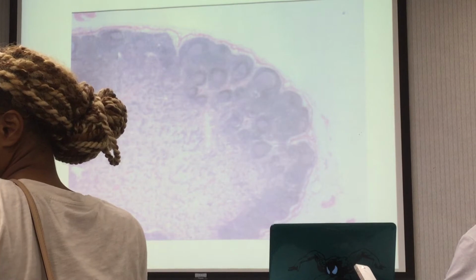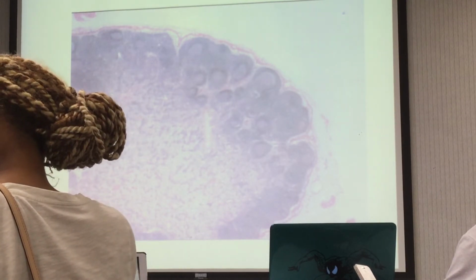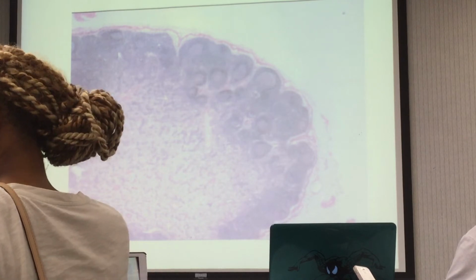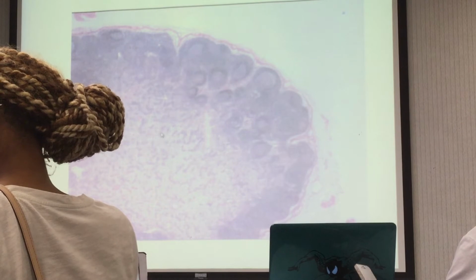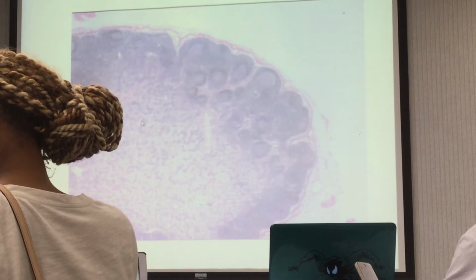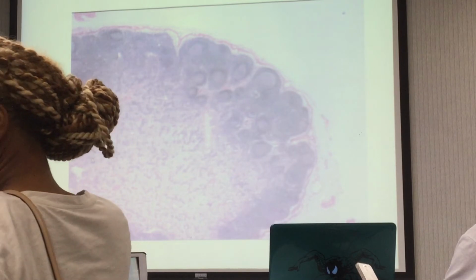These are the cords, right? And in the middle you have sinusoids. So these are the sinusoids, the spaces. The places which are dark are basophilic. These are the cords, and this is the medullary region.